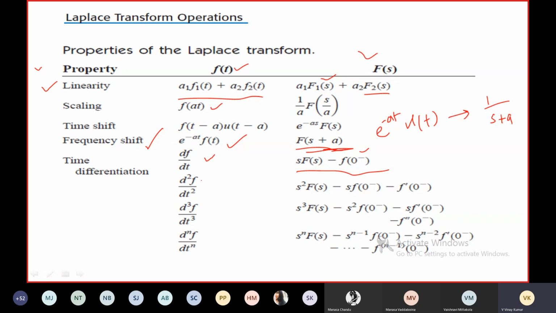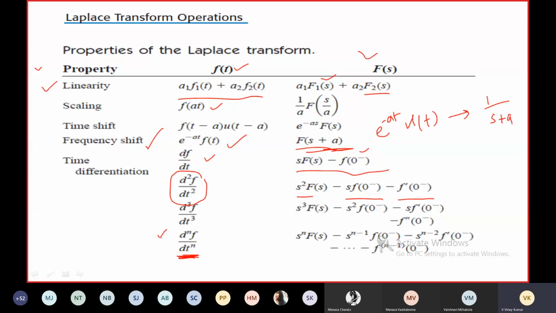Laplace of d square f by dt square is s square F of s minus s f of 0 minus minus f dash, the first derivative, of 0 minus. Laplace of d cube f by dt cube is s cube F of s minus s square f of 0 minus minus s f dash of 0 minus minus f double dash of 0 minus. Likewise, you can also write it for nth order differentiation.